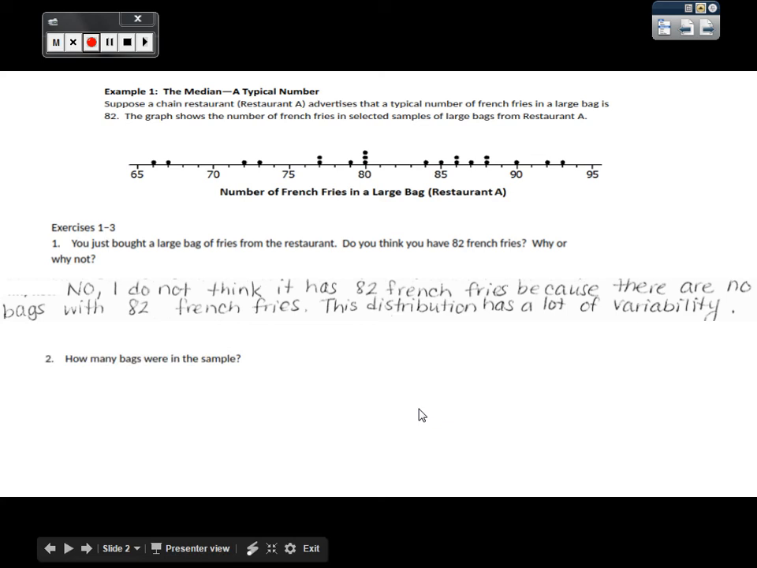Number 2, how many bags are in the sample? There are 20 bags in this sample, and this can be found by merely counting the dots on the dot plot.